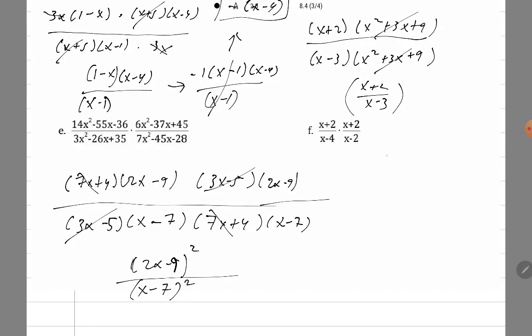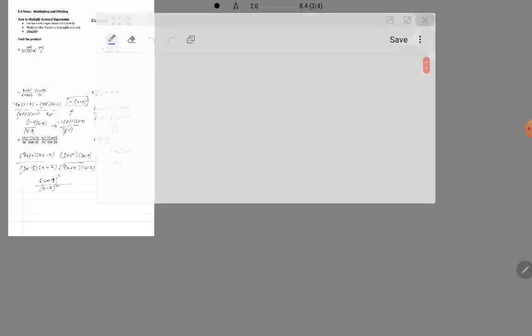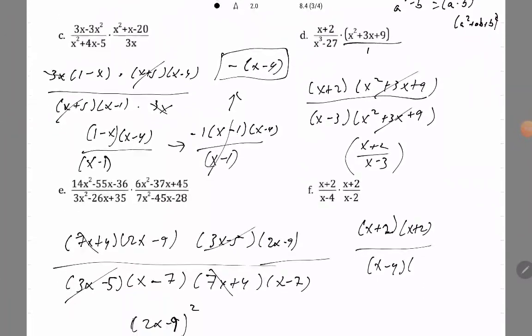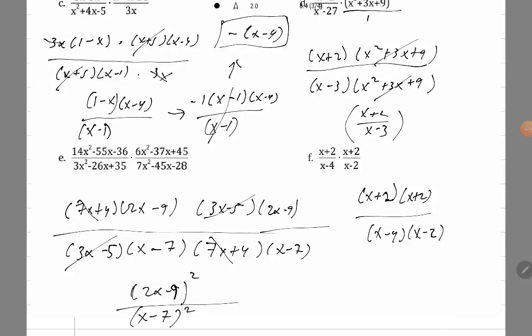Alright. Part F. X plus 2 times x plus 2 over x minus 4 times x minus 2. And the only way to simplify it is x plus 2 squared over x minus 4, x minus 2, nothing can cancel.